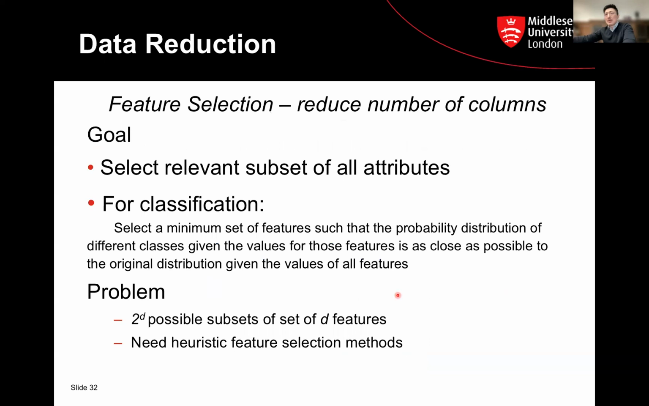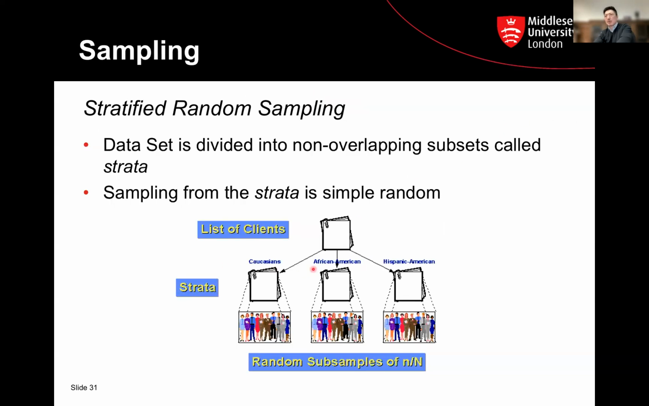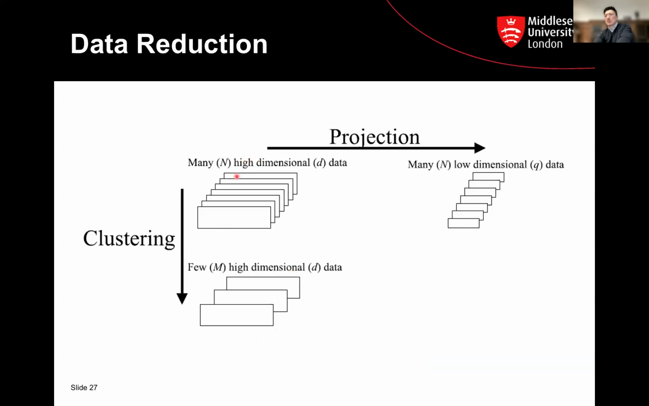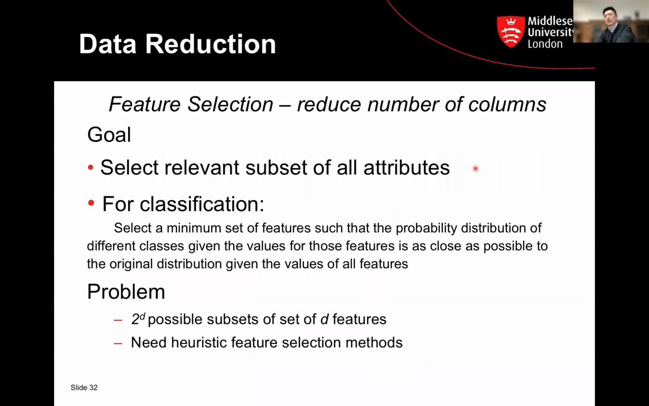Okay, now we go to the other side. I'm going to reduce the number of columns. What we talked about before was reducing the number of rows, which is this direction. Now we're going to talk about reducing the number of columns, which is this direction. You want to select a subset of all attributes, so you don't want to include all the attributes.